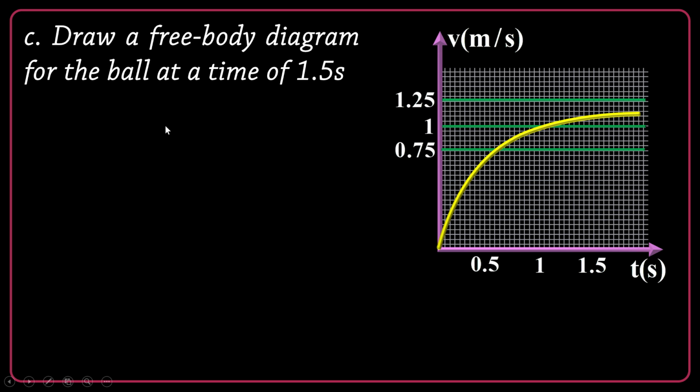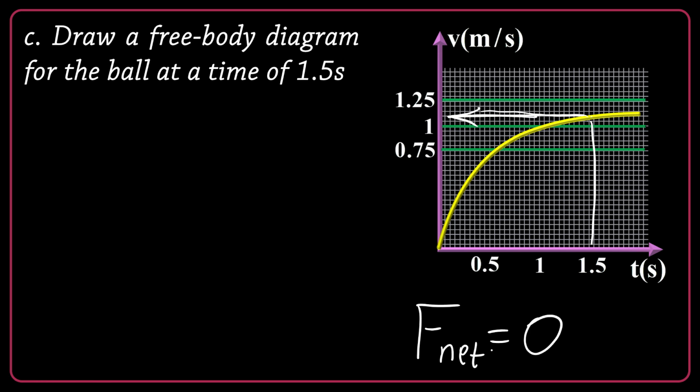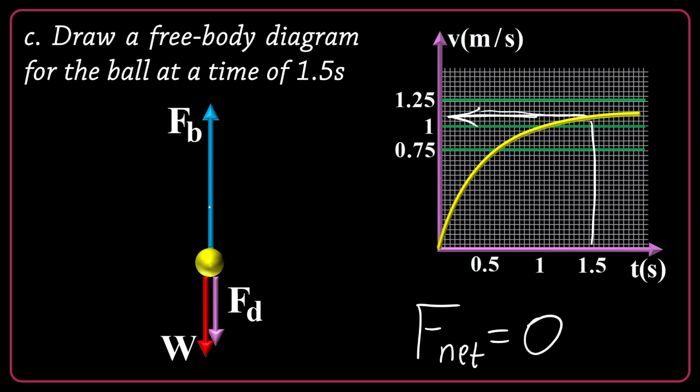Part C, draw a free body diagram for the ball at time of 1.5 second. 1.5 second means that the object is almost at its terminal speed. So we prefer to have F net to be 0. So let's draw the free body diagram. This point is a representative for the object. Now the three forces, upward force of Fb and the two opposing forces of W and the drag force. We draw them to a scale as they add up to cancel the buoyancy force.